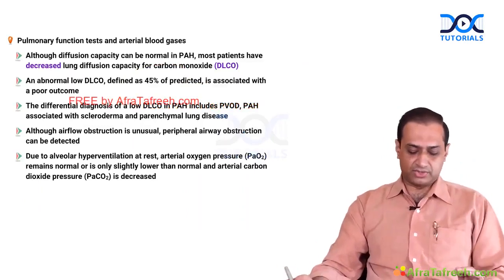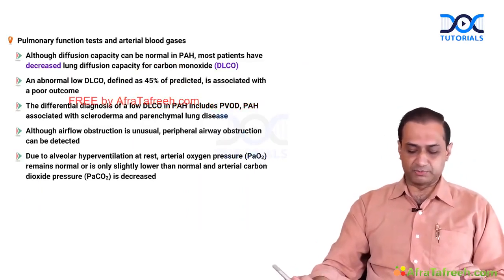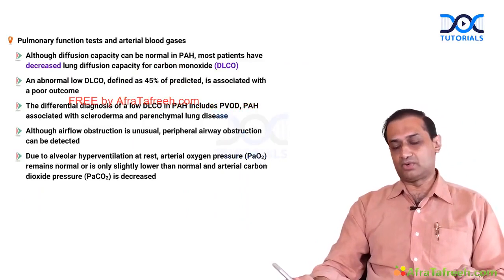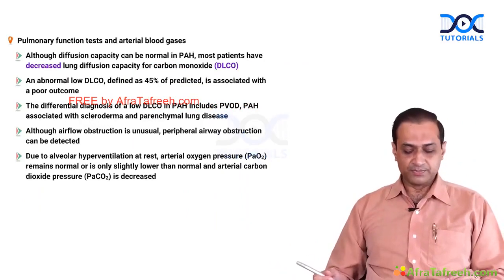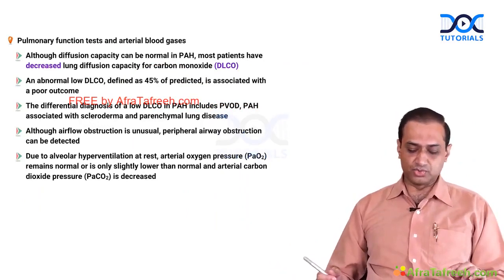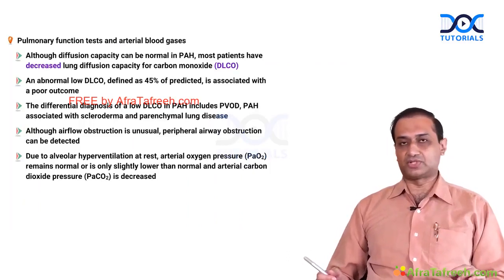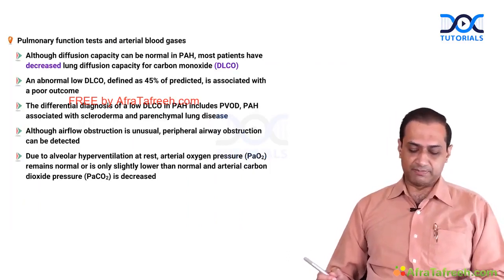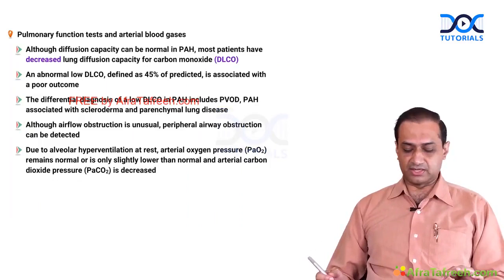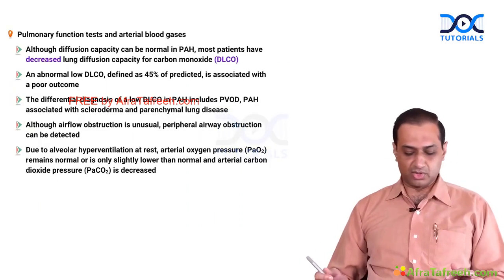The differential diagnosis of low DLCO in PH includes PVOD, PH associated with scleroderma, and parenchymal lung disease. Although airflow obstruction is unusual, peripheral airway obstruction can be detected. Due to alveolar hyperventilation, saturations can remain normal or slightly lower than normal, while PaO2 is decreased.